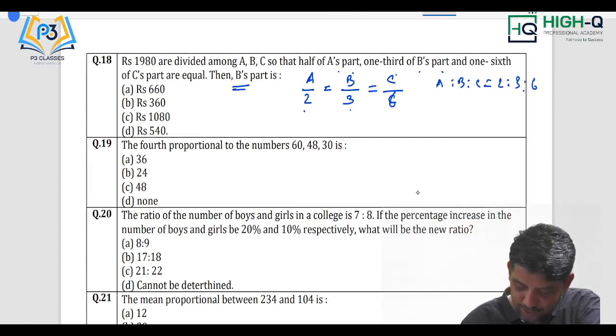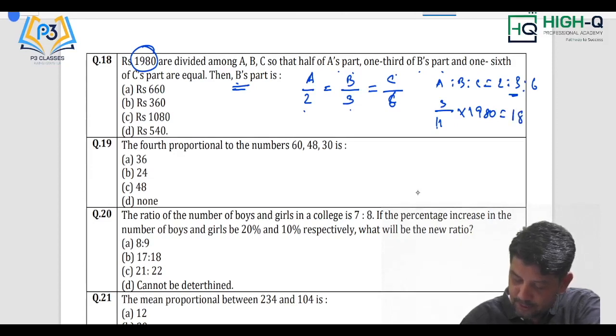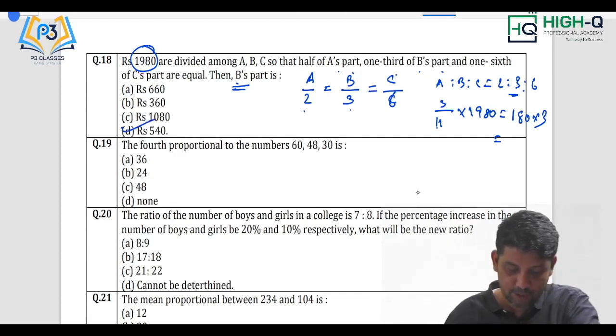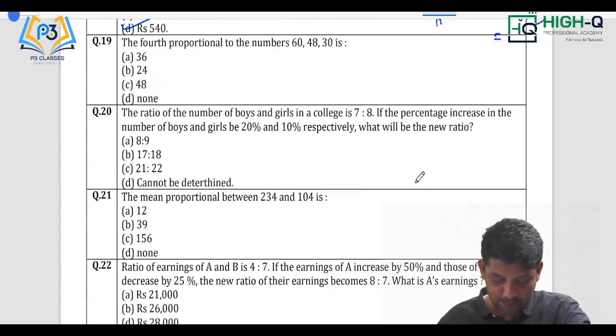Now they ask you to find out B's part. B is equal to what? 3 by 11, because B's portion is 3 out of 11. But the amount is 1980. So into 1980, which is nothing but 180 into 3, which is equal to 540 rupees, my dear. How much is it? 540 rupees.